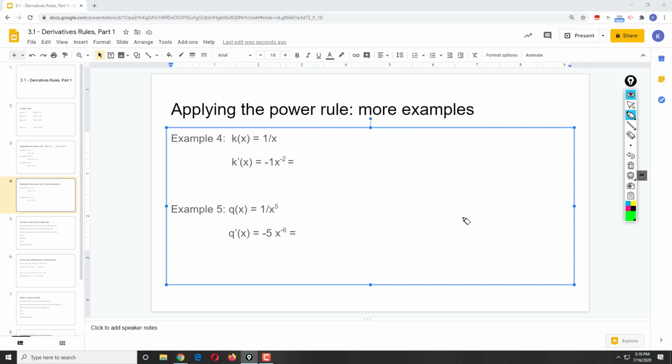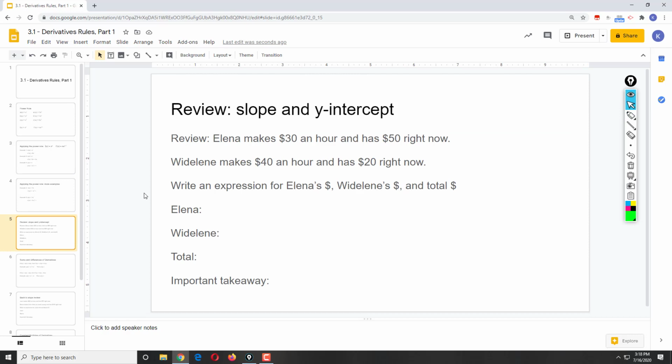Okay. To get to the next rule, let's go back to what derivative and intercept means. So, real quick review. Example: Elena makes $30 an hour and has $50 right now. Wideline makes $40 an hour and has $20 right now. We're going to write expressions for Elena's money, Wideline's money, and the total money.